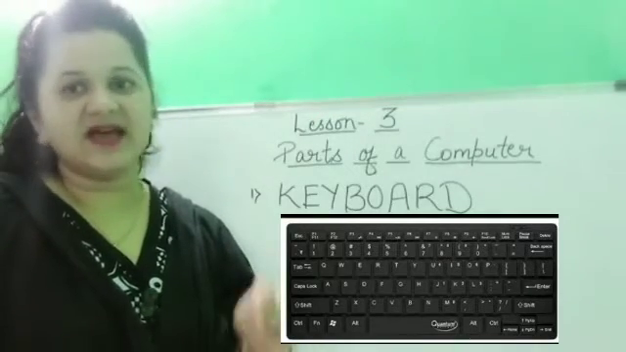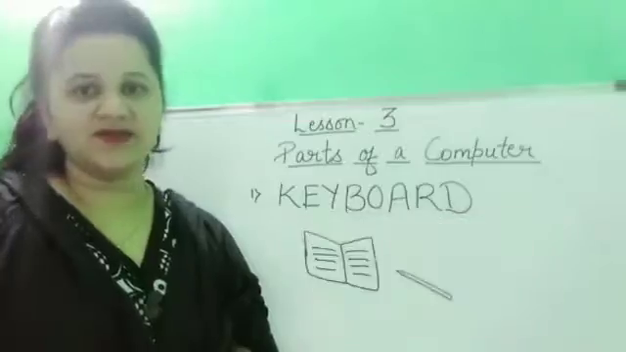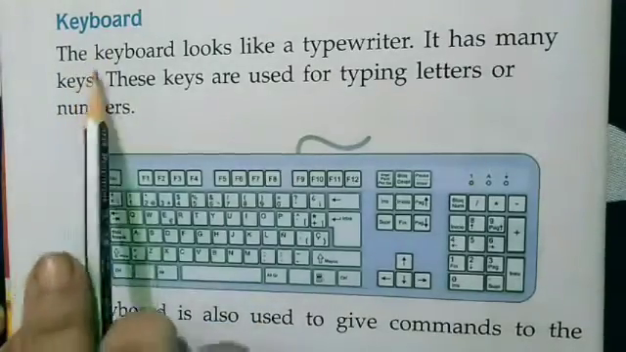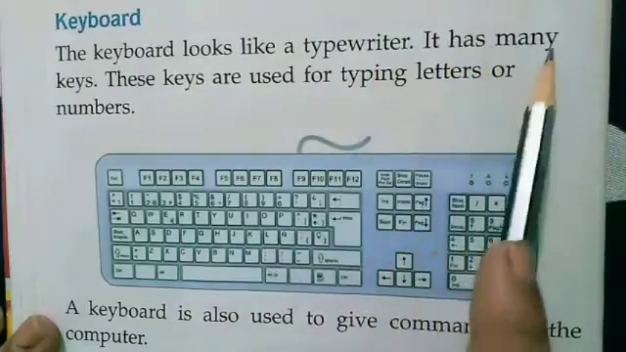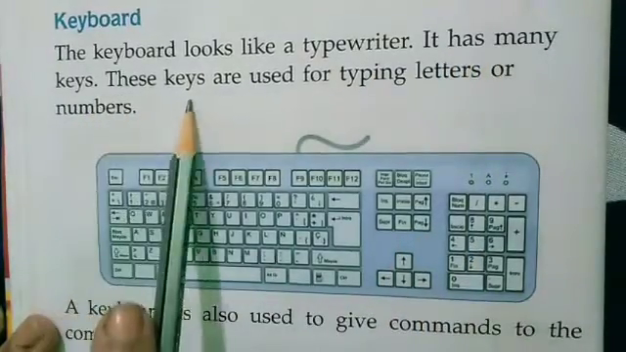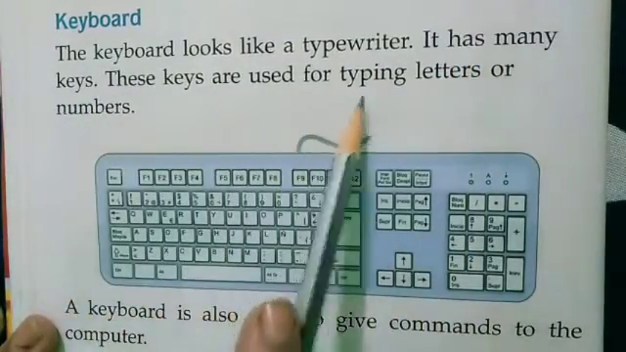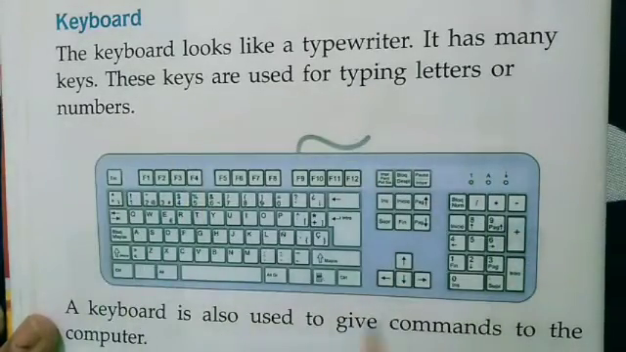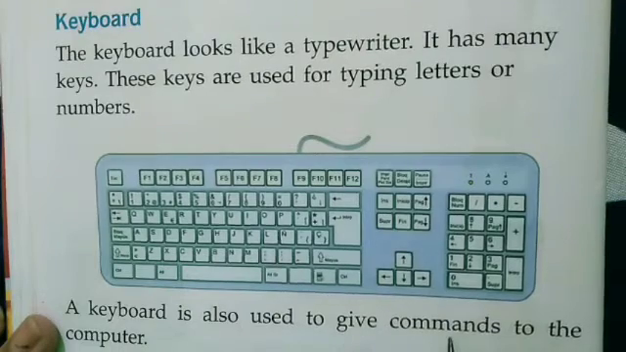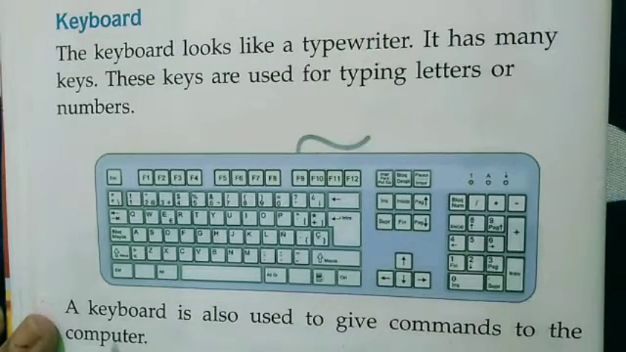Okay, so let us understand what a keyboard is. The keyboard looks like a typewriter. It has many keys. These keys are used for typing letters or numbers. See children, this is a keyboard. It has many keys on it. A keyboard is used to give commands to the computer.